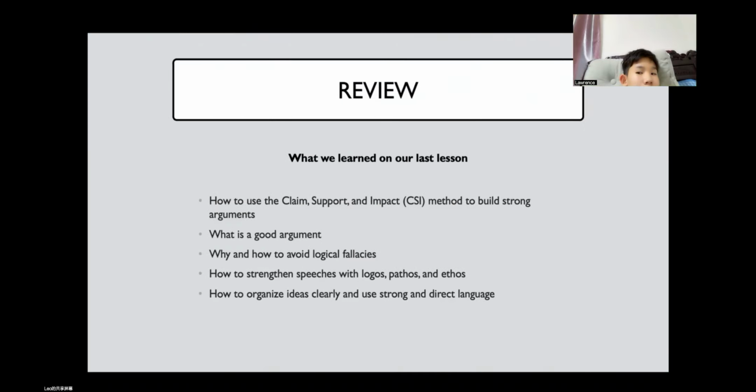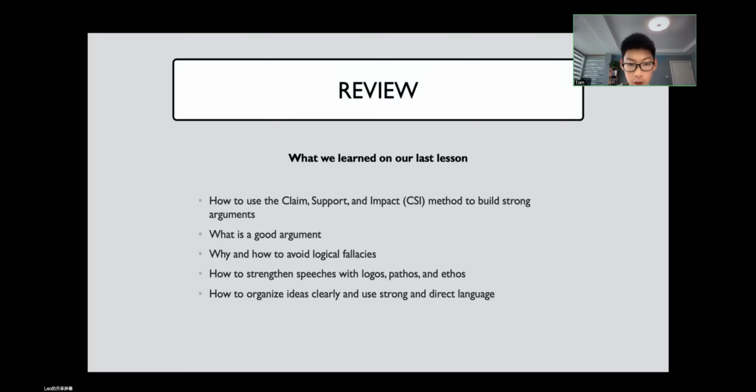So, now we have a review of what we learned in the past lesson. In lesson 2, we learned about how to use the CSI, claim support impact method, to build strong arguments. We also talked about what is a good argument and how to avoid logical fallacies like the straw man or personal attack. We also talked about how to strengthen speeches with logos, logic, pathos, passion, and ethos, ethics, to make your argument more appealing to the judge.